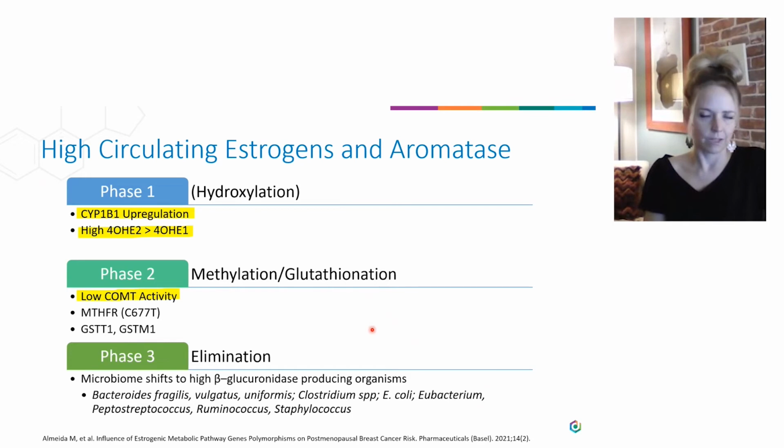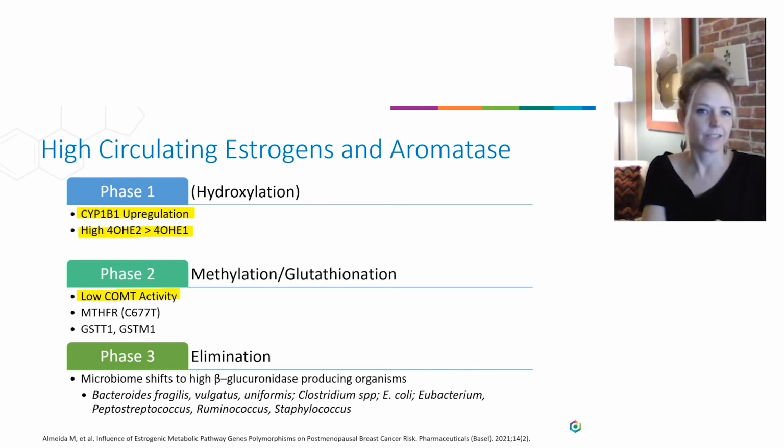So get your highlighter out and highlight it, because some people are elevated in their 4-hydroxy estradiol, even when their 4-hydroxy-E1 is within normal range. And when you see high 4-OHE2, that may be somebody who's at higher risk. The 4-OHE2 is less stable and more likely to form a reactive quinone and form a DNA adduct than the 4-OHE1 even.